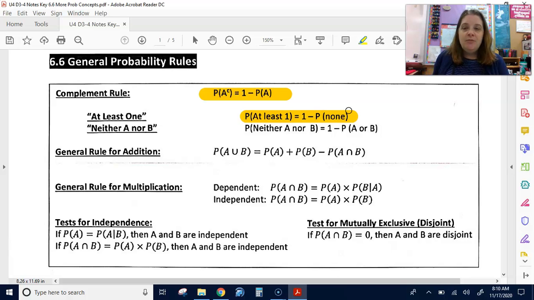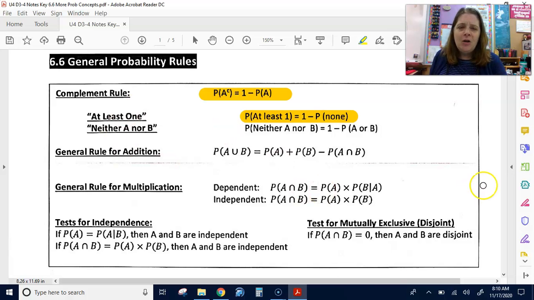Keep in mind that on your formula sheet, you've got the rule for addition of probabilities, in other words, to find that or, which you might need. So the probability of A or B is the probability of A plus the probability of B minus the probability of that overlap that you don't want to count twice.